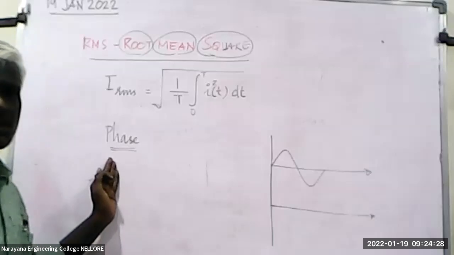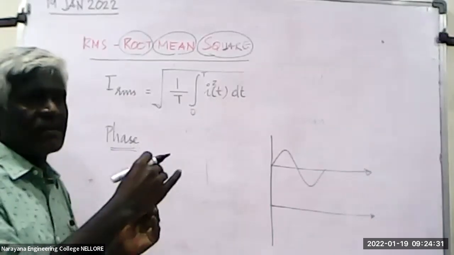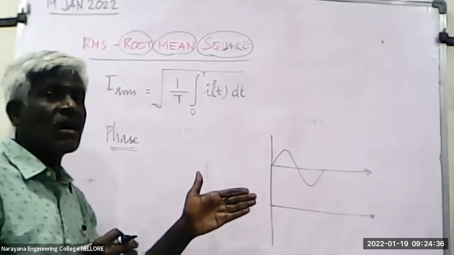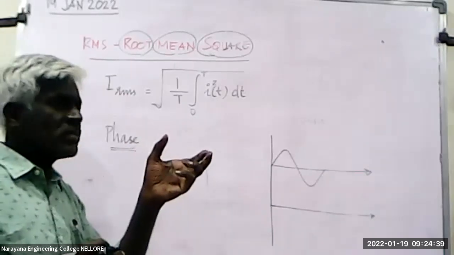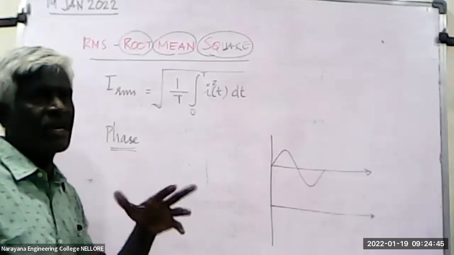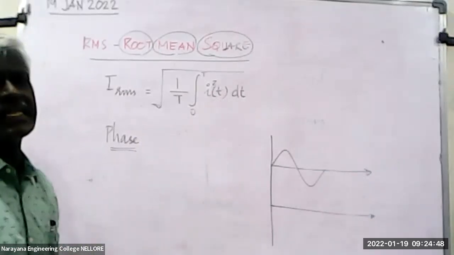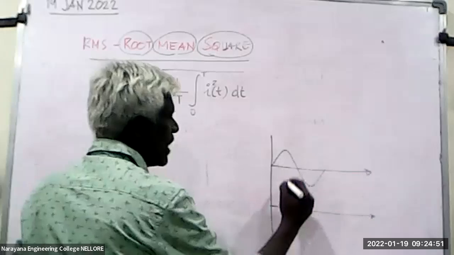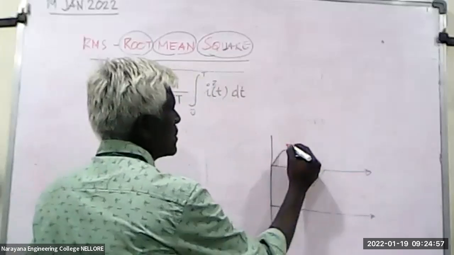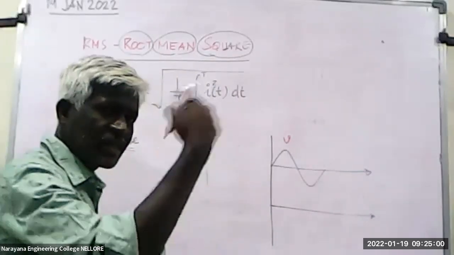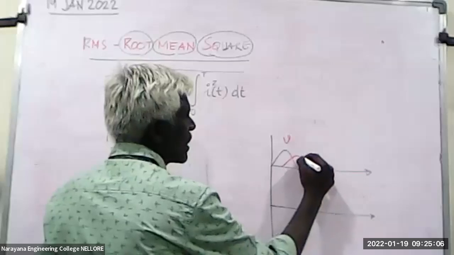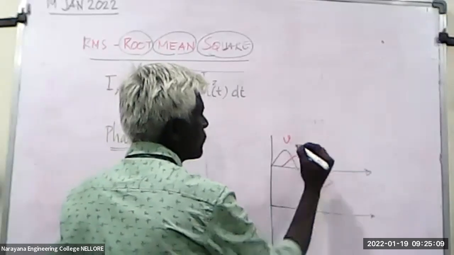Similarly, phase is the position, based on time or based on degree, of whether it is advanced or delayed. How much it is advanced or how much it is delayed is given by this phase. So it is always a relative quantity. When you compare with something, you can say there is a difference of this. For example, I draw in the same graph this voltage, and I'm going to draw another wave, and it is going to be my current.